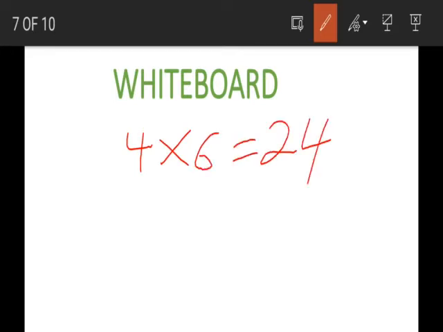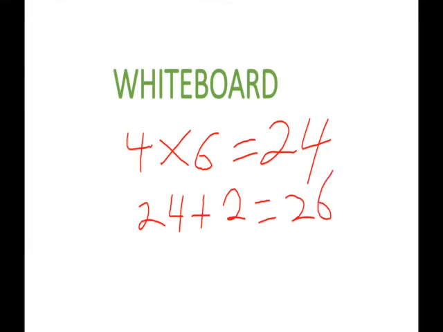24. Then we now add an imaginary 2 to it. 24 plus an imaginary 2. Remember, we are working with an imaginary number. And that will give us our 26. That was how our 26 was gotten.